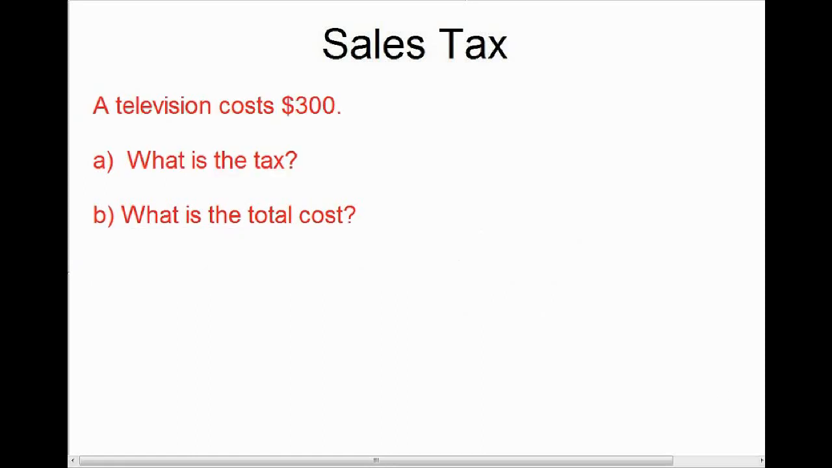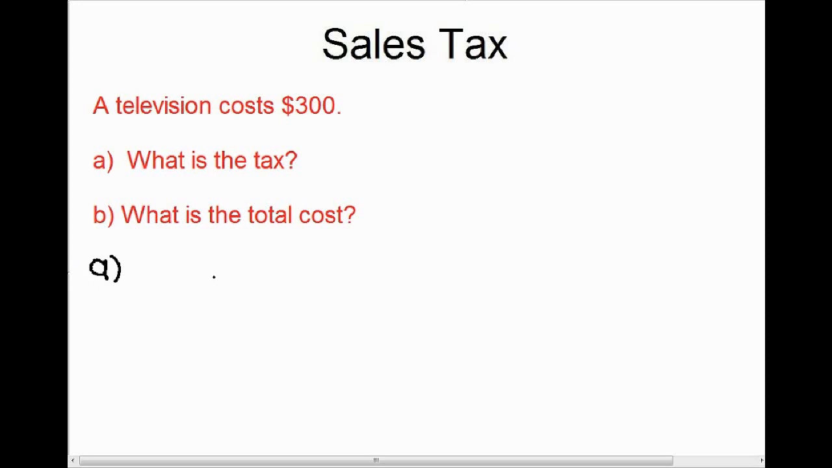So here's another example of a question involving calculating tax and calculating the total cost. Here we have a television that costs $300. The first question is, what is the tax? And the second question is, what is the total cost? Well, with the previous example, I multiplied 0.13 times the original cost to calculate 13%. Here, I'm going to use equivalent ratios to figure out the answer to this question.